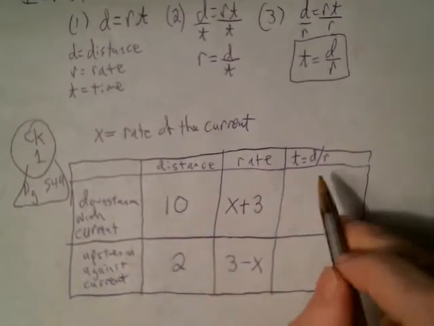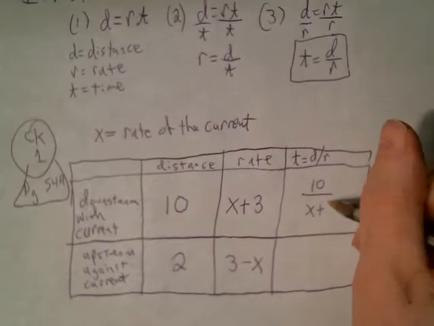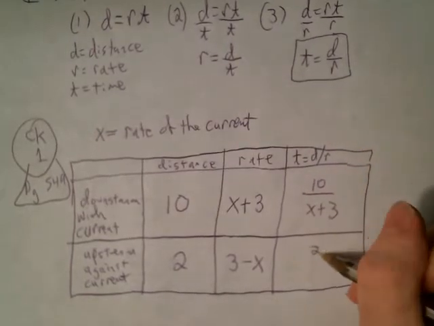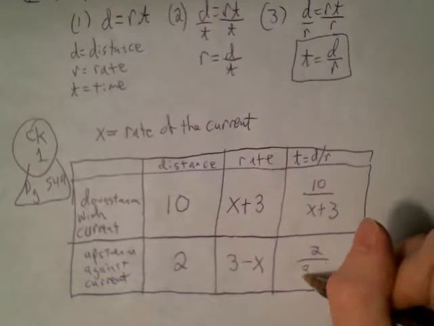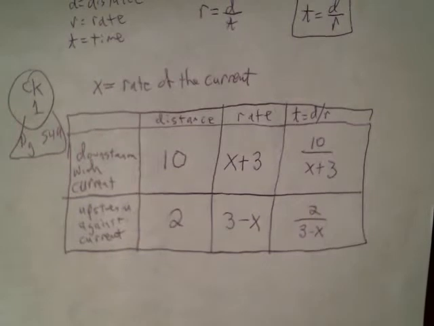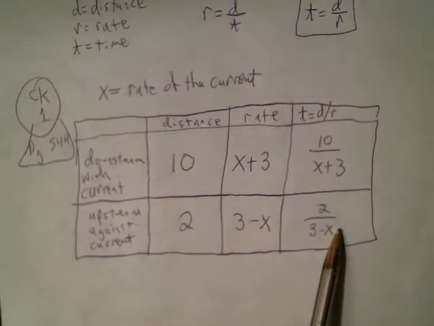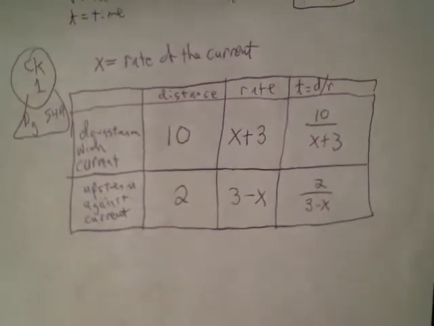Okay, at the end of the day, we're going to do a division here. So we have 10 all over x plus 3. And then here we'll have 2 all over 3 minus x. Now we need to set up our equation. So in the equation, it said it took the same time to go downstream with the current as it did to go upstream against the current. In other words, we're saying that this value here and this value here are exactly the same. In other words, you can make an equation from that.